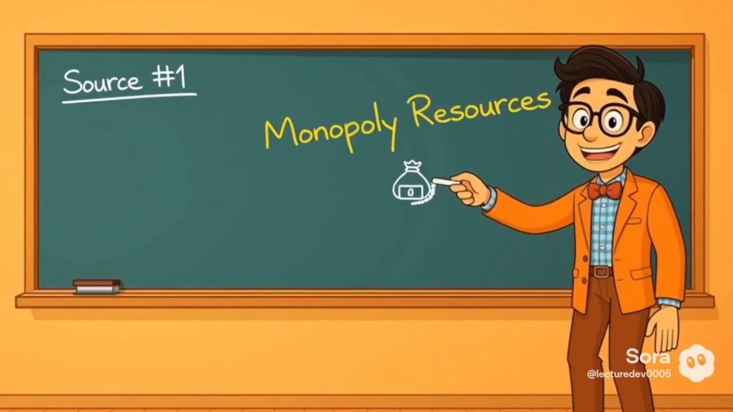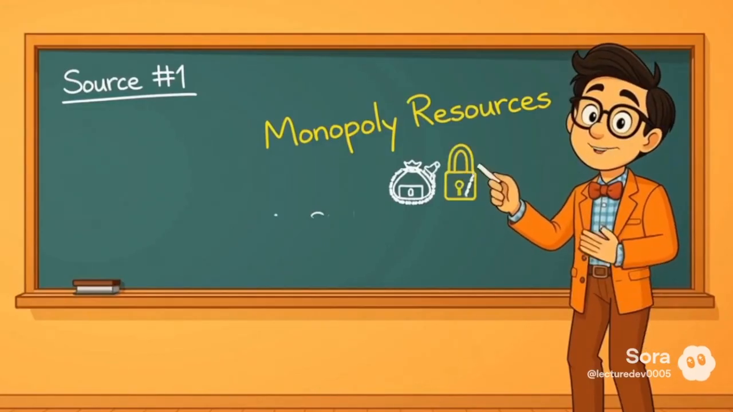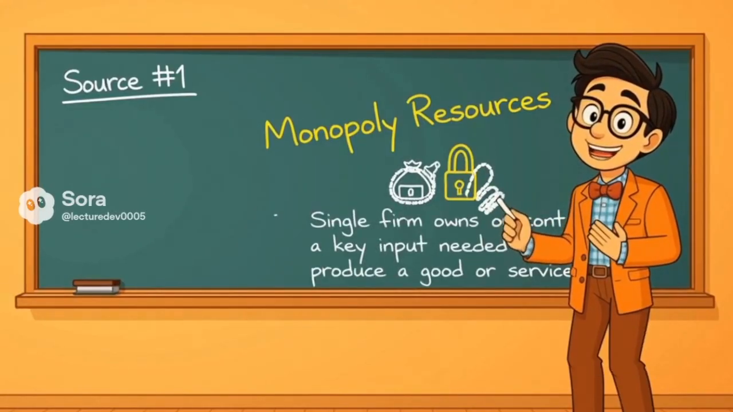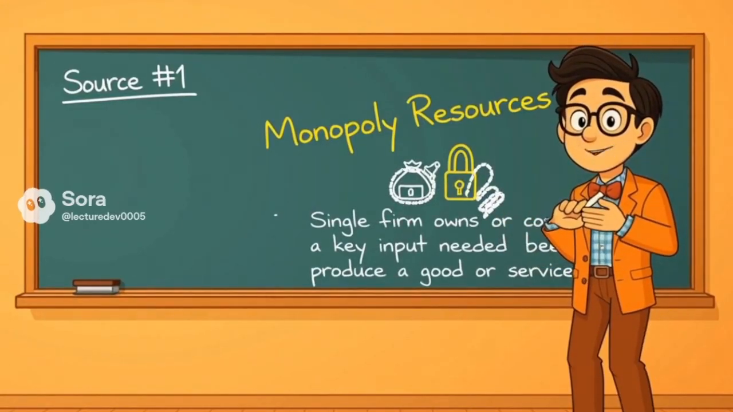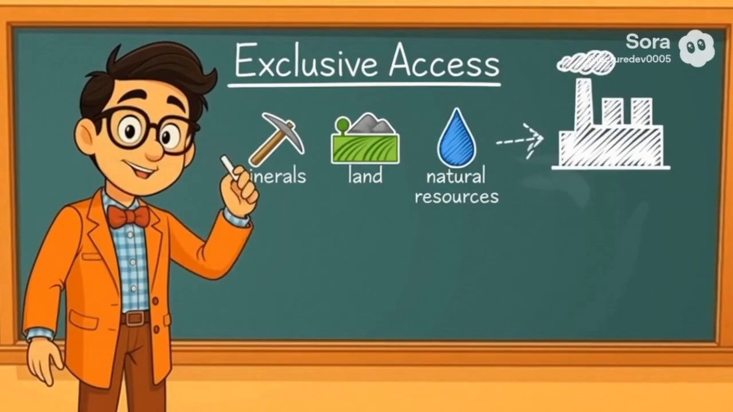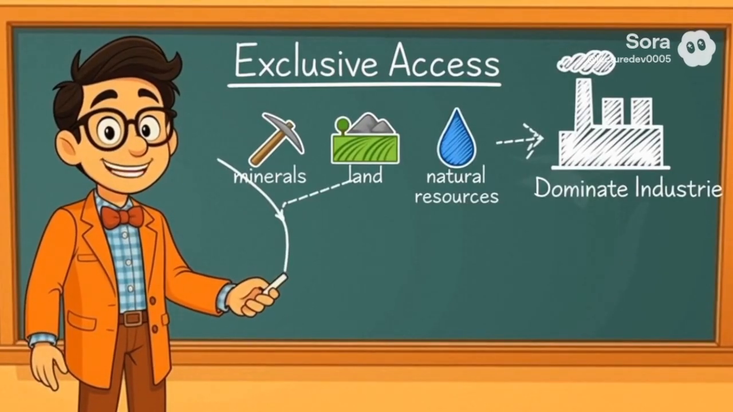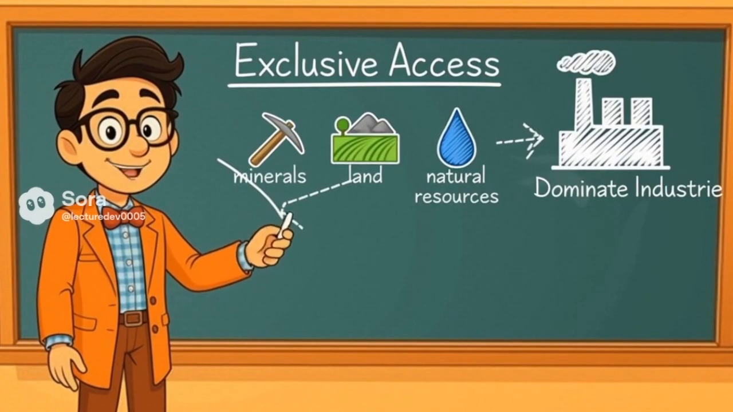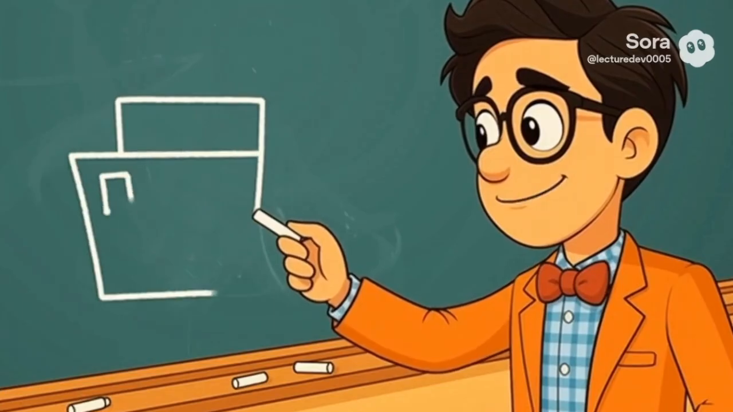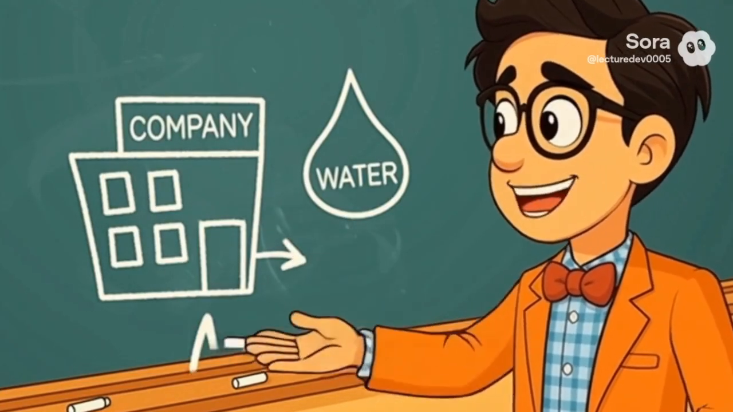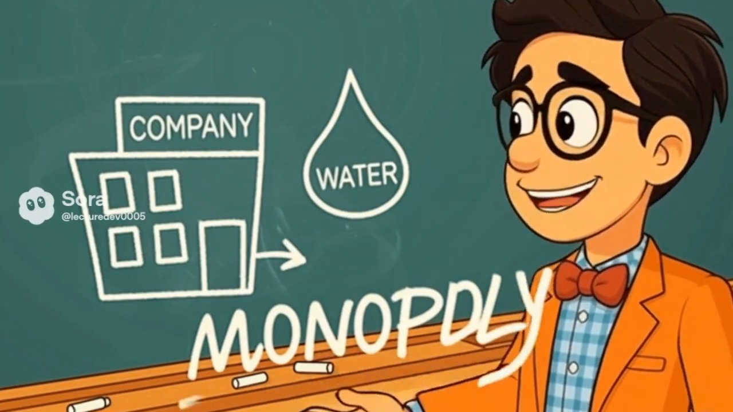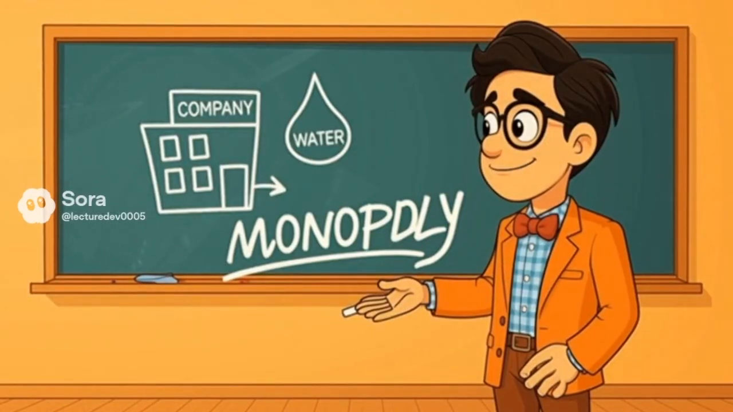The first source is monopoly resources, when a single firm owns or controls a key input needed to produce a good or service. These cases are rare today, but historically, firms with exclusive access to minerals, land, or natural resources could dominate entire industries. For example, a company that owned the only water source in a region would have the power to act as a monopoly over water distribution.